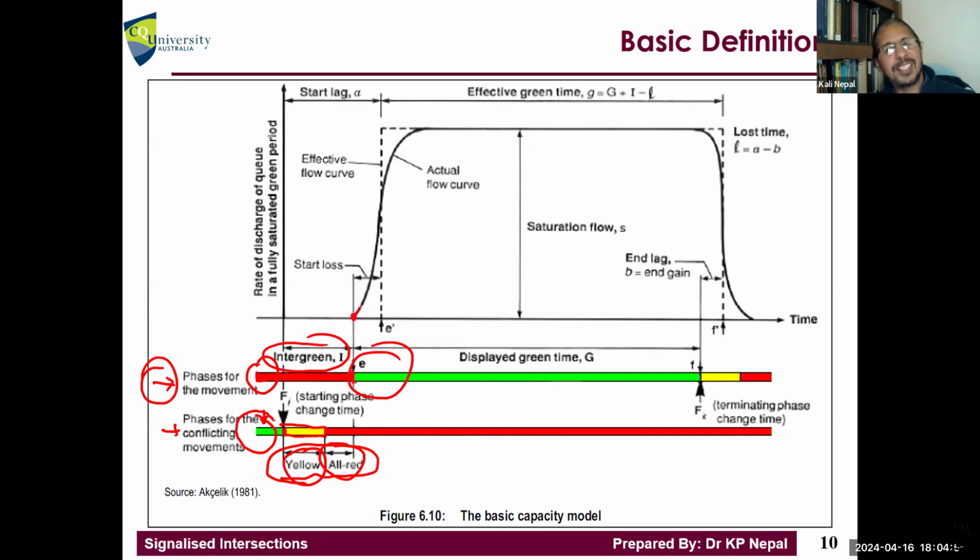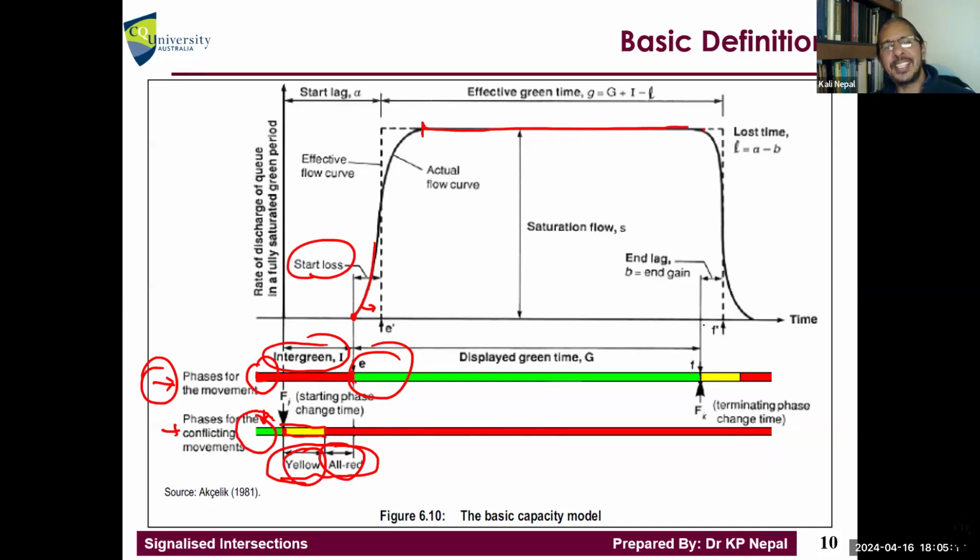At this time, the people start going. Of course, at the beginning, they will not be very quick, so there is a little bit of start loss there. And then once they make some progress, they will have the saturation flow.